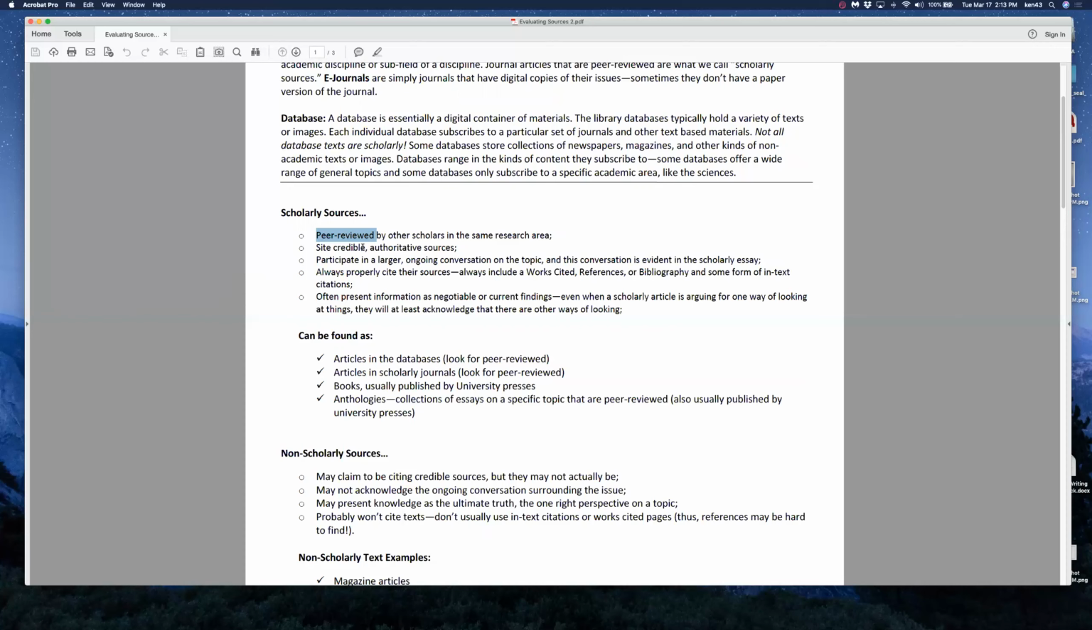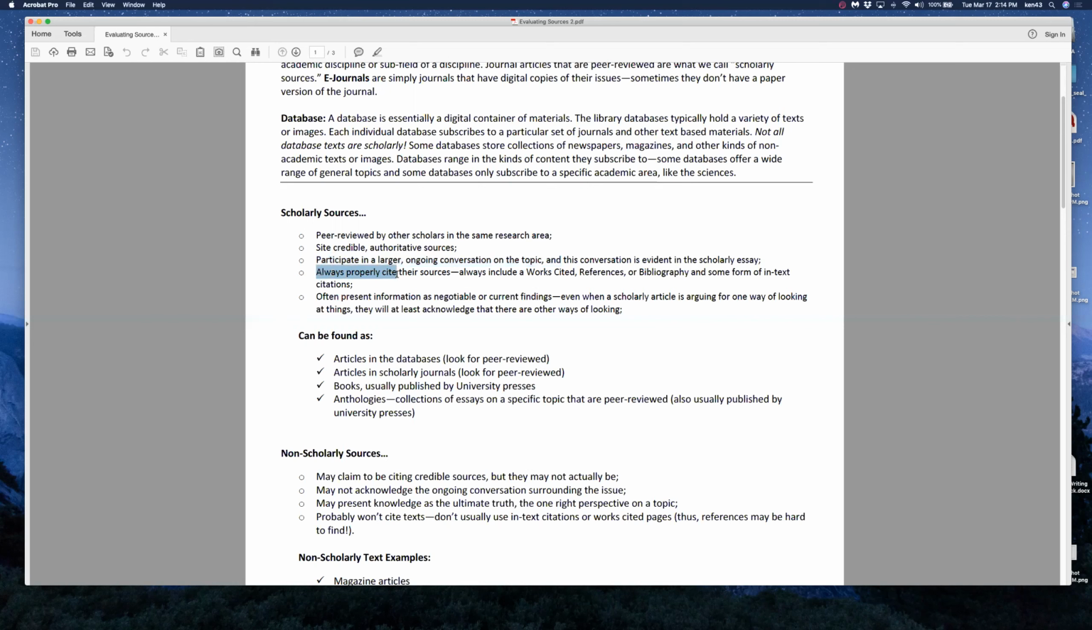Some features of them are that they cite credible, authoritative sources, often a lot of them. They participate in a larger ongoing conversation on the topic, and this conversation is usually referenced and evident in the essay itself. So what that means is a scholarly source is going to say, scholars have done work on this and found A and they've found B, and we're going to replicate their work, or we are drawing on that work but going in a different direction, right? So it's referencing, this is almost like also a literature review. It's referencing what others have found in relationship to this specific topic.